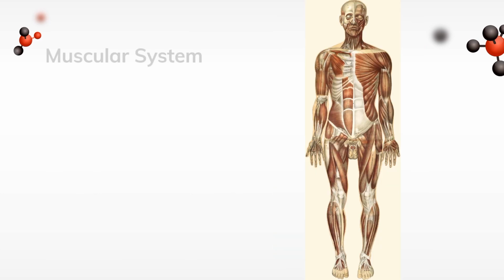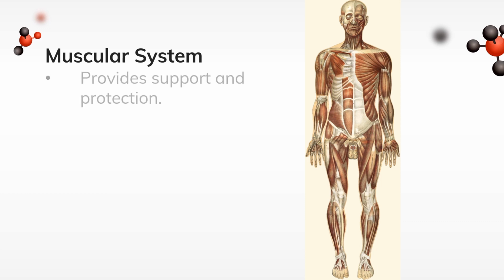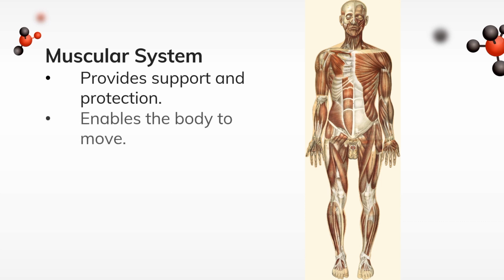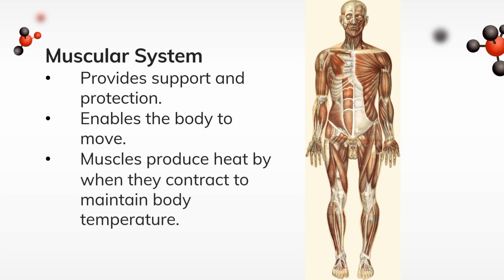Next we have muscular system. It is made up of skeletal muscles. This system provides support and protection. It moves the bones to which the skeletal muscles are attached. From a purely homeostatic view, this system enables a person to move towards food or away from harm. Furthermore, the heat generated by the contraction of muscles helps maintain the temperature of body.